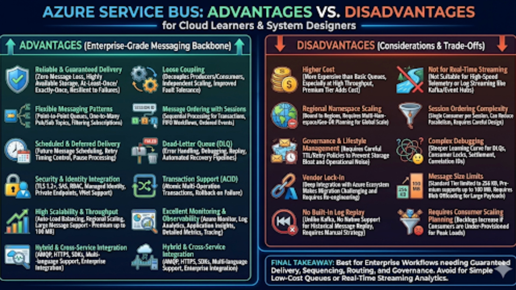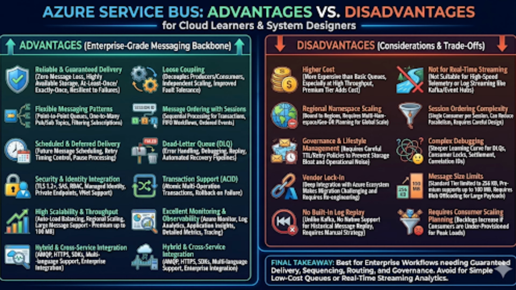7. Security and identity integration. ASB supports TLS encryption, SAS tokens, RBAC authorization, and Azure AD managed identity authentication. Managed identity removes the need to store keys in code, which increases security posture for production workloads. Service Bus also supports private endpoints, VNet rules, and IP firewalls, making it compliant for regulated industries.